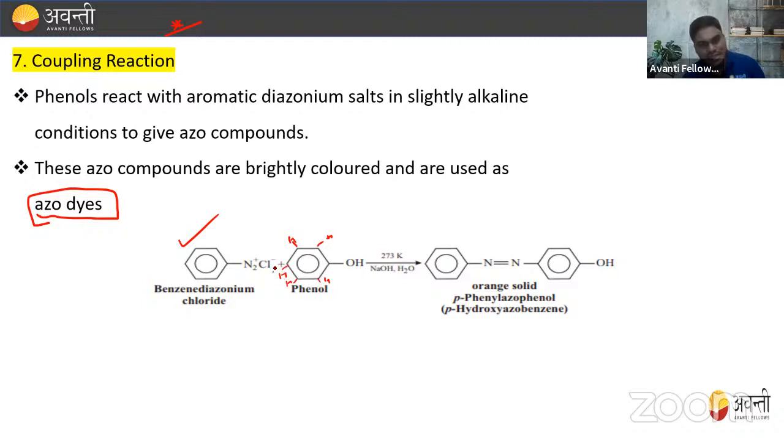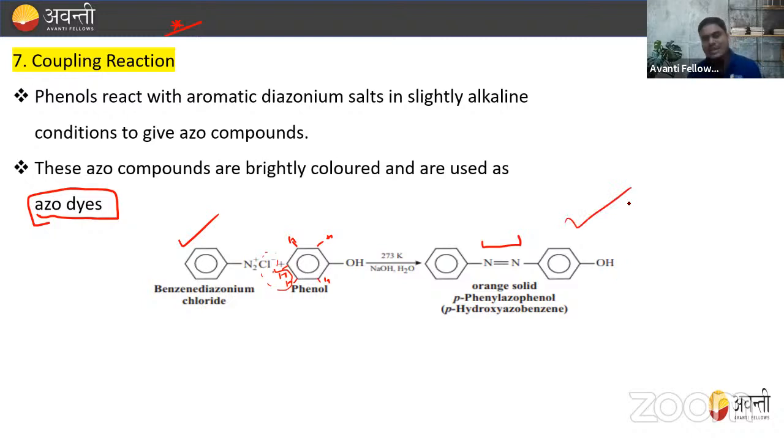So this HCl will be removed, right? This HCl will be removed and N double bond N will be formed. So this is known as azo, right? This N double bond N is known as azo. So para hydroxy azobenzene will be formed.